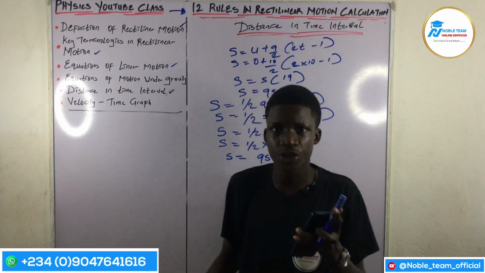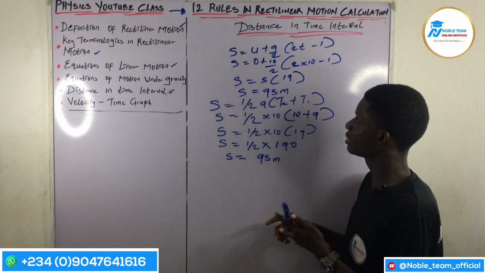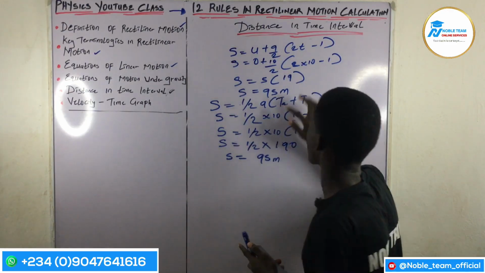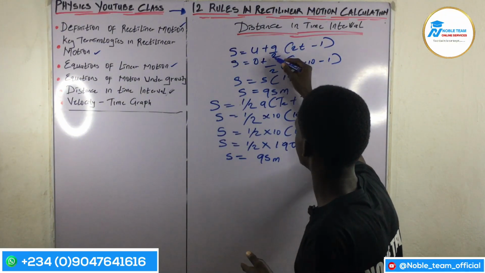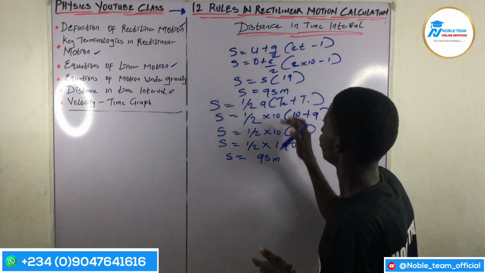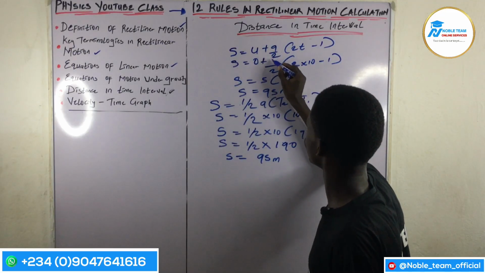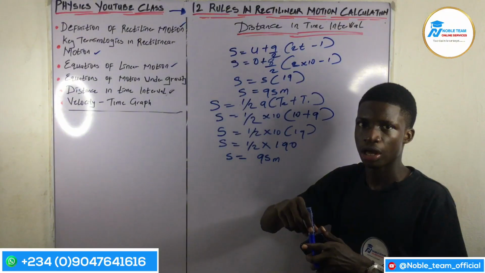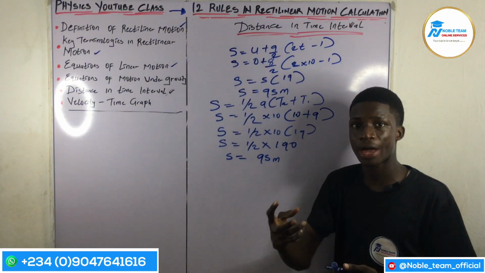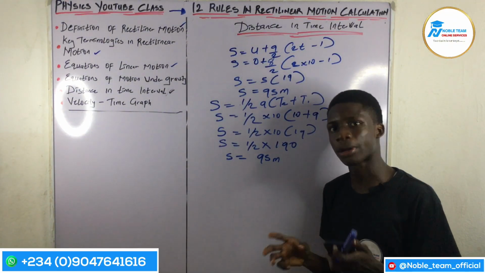Now I want you to do this for me. Let me change the acceleration to 8. Then solve and give me the answer in the comment box. I want you to try this so you can understand what we are doing. It's not magic. Do you understand what I'm trying to say?